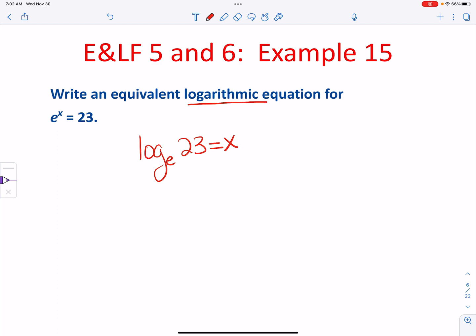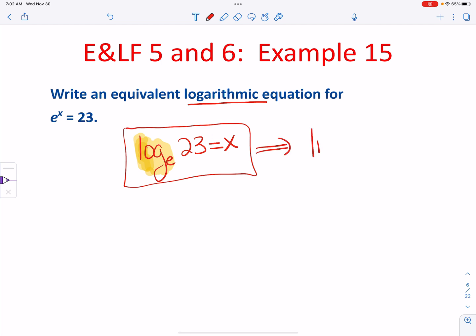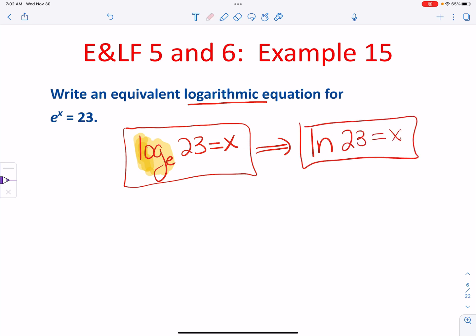We've been doing this. But the log is very important in science classes, and the log actually got its own button on the calculator. So I will take this for an answer in this math class. But the other answer is the ln of 23 equals x. The ln stands for the natural log. It's a natural logarithm is what they call it.